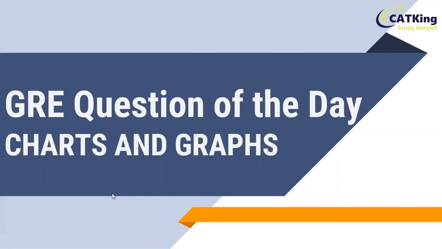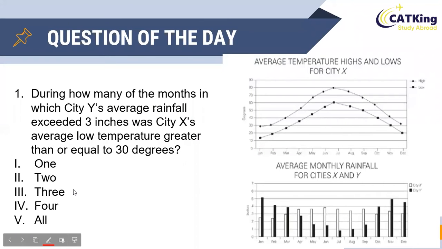Today we will discuss a question on charts and graphs. As you can see, today's question is a multiple choice question with a single correct answer. In this question, we are given a line graph representing the average temperature highs and lows for city X and the average monthly rainfall for cities X and Y.